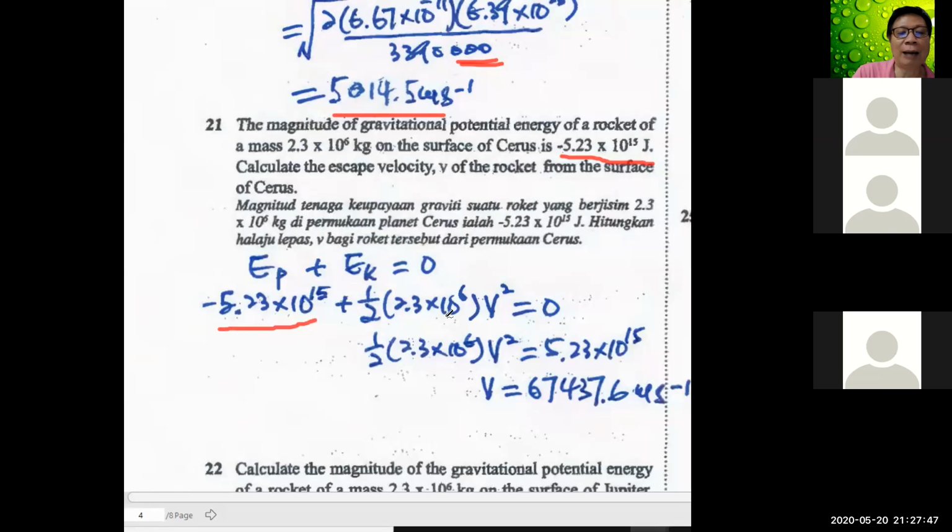The kinetic energy formula is half mv square. You remember that or not? Half mv square, half times mass times square of the speed. This one is negative, bring it over here, it becomes positive. Then this one divide and times 2, square root, finally you get this answer. Okay? All right, copy the answer.